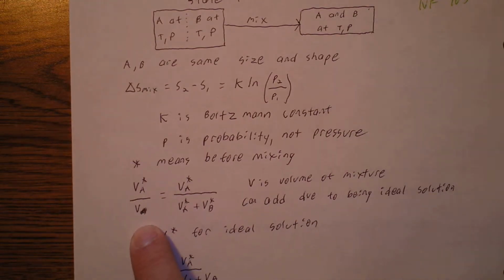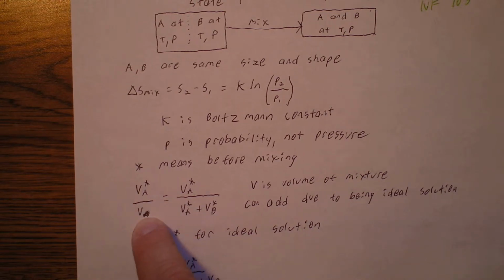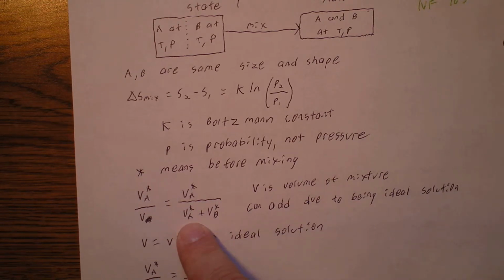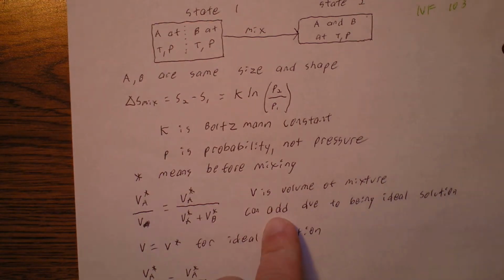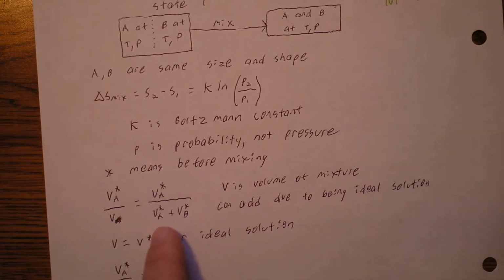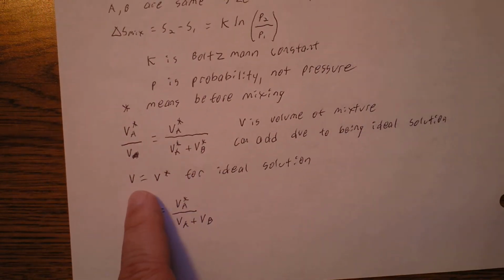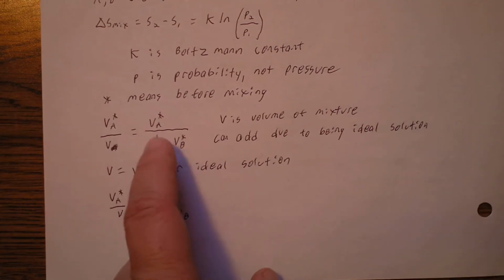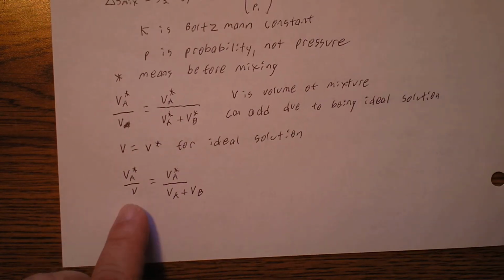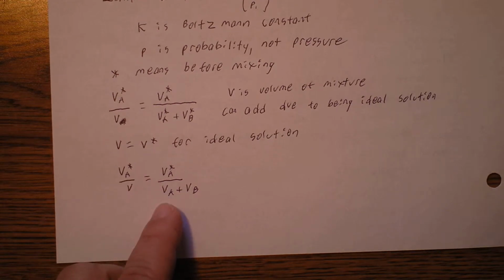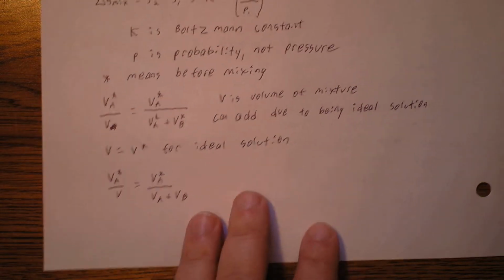So we have the volume of substance A unmixed divided by the volume, and that's equal to the volume of A unmixed divided by the volume of A mixed. The volume is going to be equal to the volume of A unmixed plus the volume of B unmixed. Now, V is the total volume in the mixture, and the reason we can add these is because it's an ideal solution. We said in a non-ideal solution you can't necessarily do this. So volume is equal to the unmixed volume if you have an ideal solution. That's why we were allowed to add that up. So the volume of A unmixed divided by the volume is equal to the volume of A unmixed divided by the volume of A plus the volume of B.